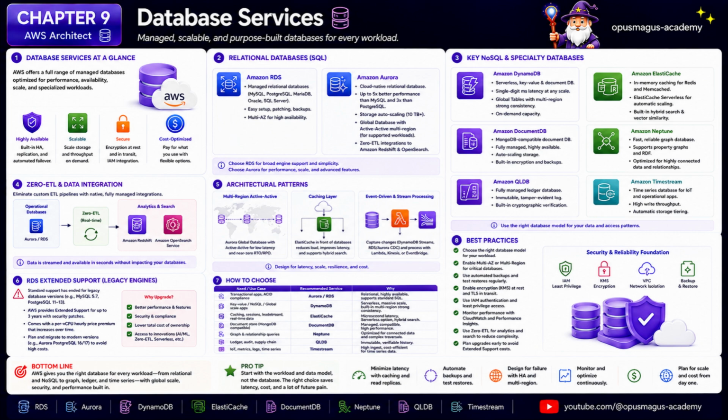The bottom line is simple. Choose the database by workload shape. Use RDS or Aurora for relational systems. Use DynamoDB for high-scale key value and document access patterns. Use ElastiCache when latency and load reduction matter. Use DocumentDB for MongoDB-compatible document workloads. Use Neptune for graph relationships. Use QLDB for immutable ledger history. Use TimeStream for time series data. The best database choice is not the most advanced one. It is the one that matches the data model, access pattern, consistency need, and operational reality.